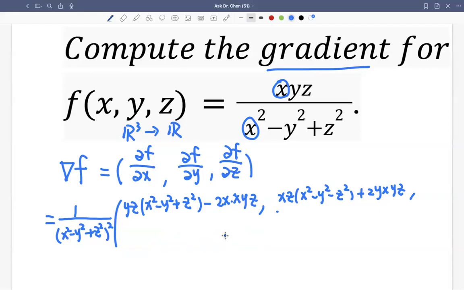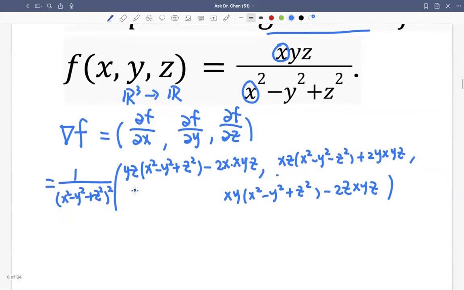So let's write it here. So basically it's similar, right? We'll get an xy times the denominator x squared minus y squared plus z squared. Then minus 2z times xyz. Then divided by the denominator squared. So simplify this a little bit. Write the denominator outside, x squared minus y squared plus z squared, squared.